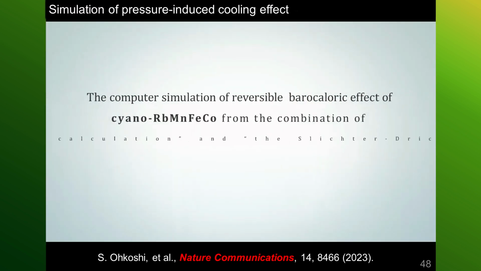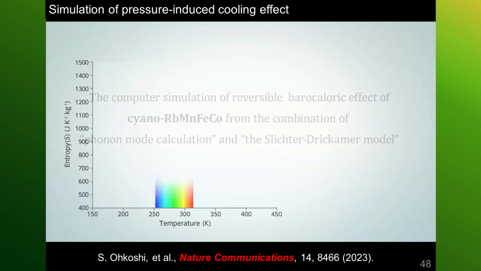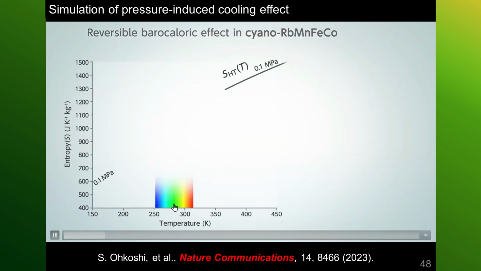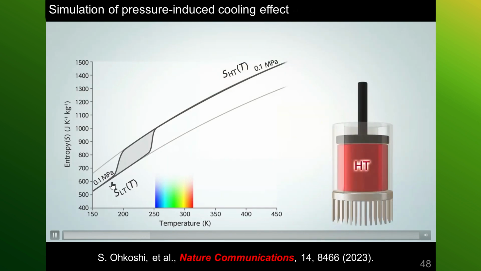This is a video showing the mechanism. It's not easy to understand by verbal explanation, so we've made a video. This is around 300 Kelvin, and the vertical axis shows the entropy. So this is 1 atm, or 0.1 megapascals. This is the material to which a pressure is applied from above.